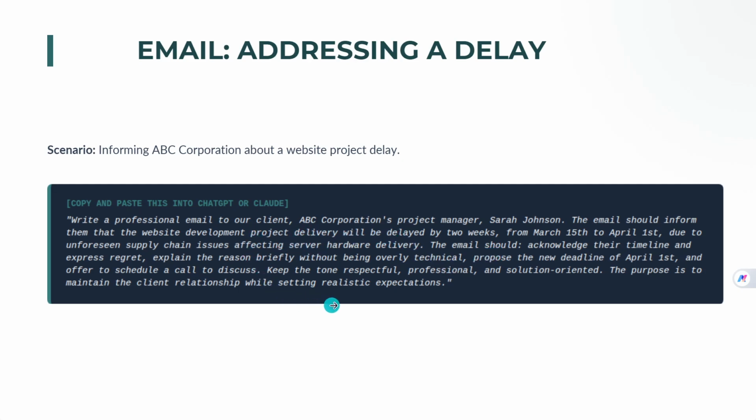You may not be able to copy this, but I'll read it out while you type or you pause the video. Write a professional email to our client, ABC Corporation's project manager, Sarah Johnson. The email should inform them that the website development project delivery will be delayed by 2 weeks from March 15th to April 1st due to unforeseen supply chain issues affecting server hardware delivery. The email should acknowledge their timeline and express regret.